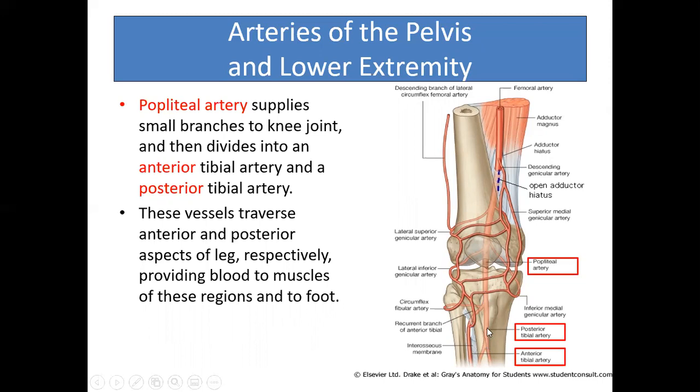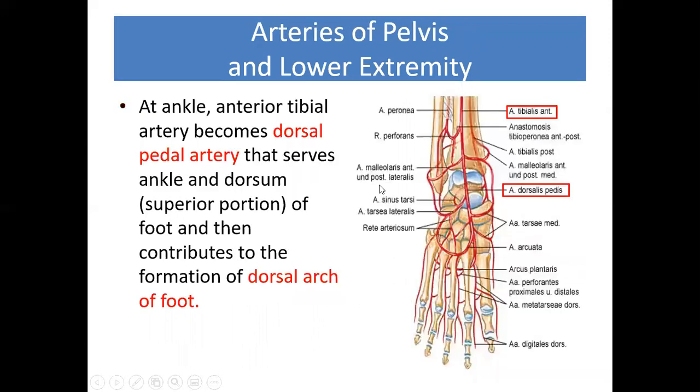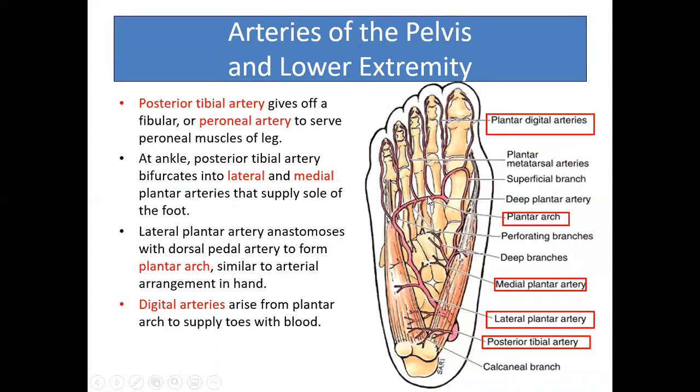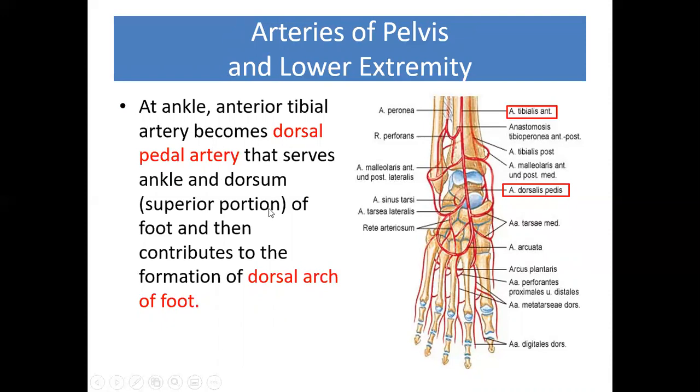And these vessels traverse the anterior and posterior aspect of the leg. They also provide blood to the muscles of this region and also to the foot. At the ankle region, the anterior tibial artery, if you see here, will become the dorsal pedal artery that serves the ankle and also the dorsum, the superior portion of the foot, and then contributes to the formation of the dorsal arch. That is the anterior tibial artery.